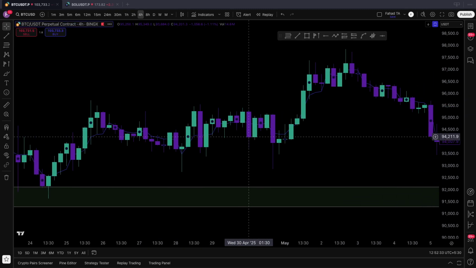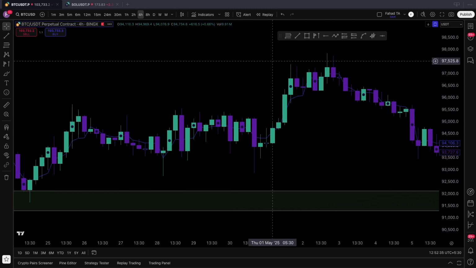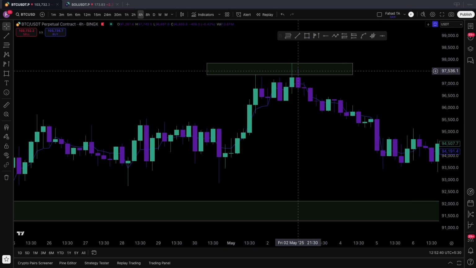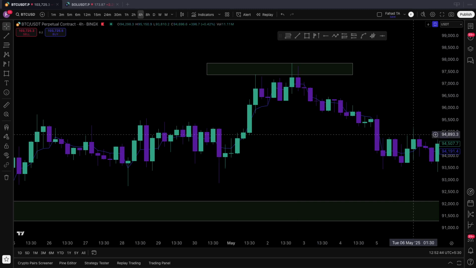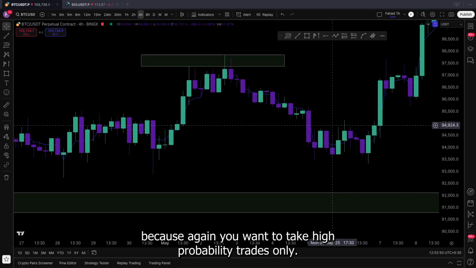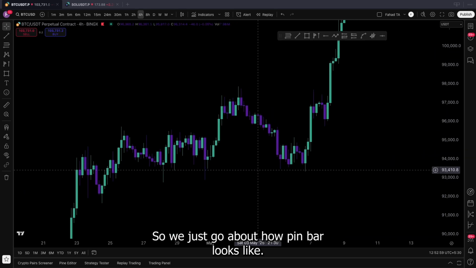But if there would have been a pin bar at the top, all right, let's say you had a resistance area around here, if you see a pin bar forming on your resistance level or on your support level, only and only then you are supposed to trade. Do not trade random pin bars, because again, you want to take high probability trades only. So we just discussed how a pin bar looks like, how it functions, and what it signifies.